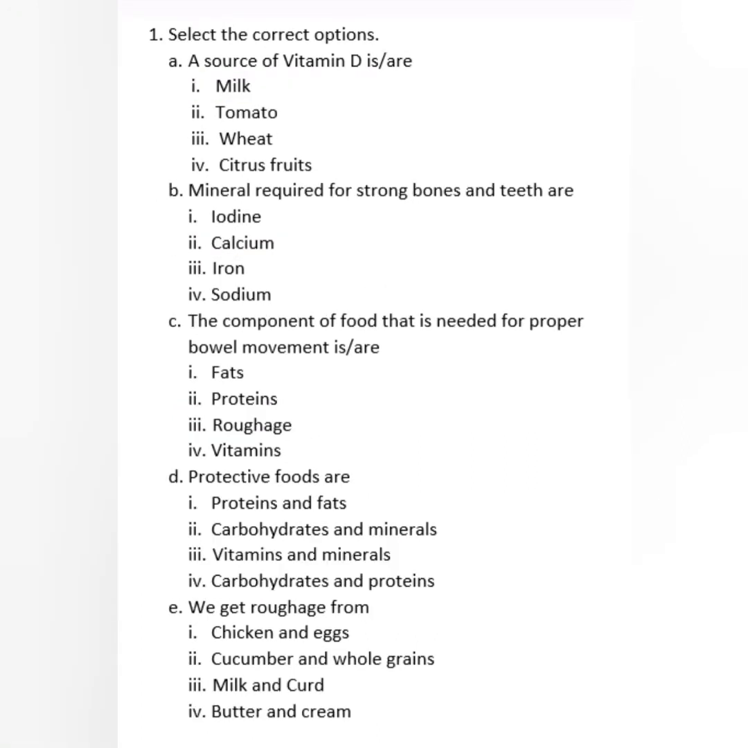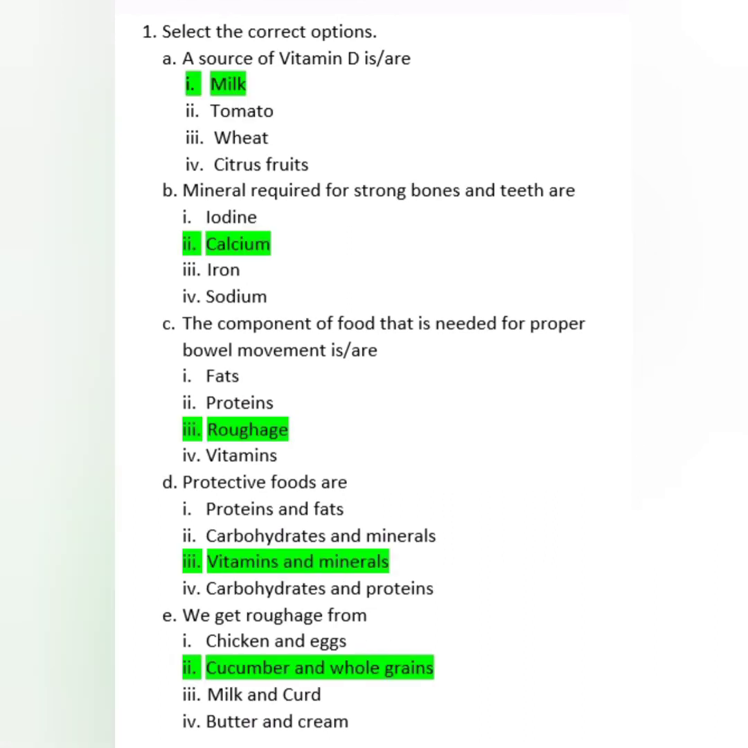E. We get roughage from. Roughage means fiber. 1. Chicken and eggs. 2. Cucumber and all grains. 3. Milk and curd. 4. Butter and cream. You look at the functions of these food items, what they are giving. Then we know that chicken and eggs give protein. Butter and cream give fat. We studied that roughage means fiber. It is only obtained from plants. That is the second option, cucumber and all grains.